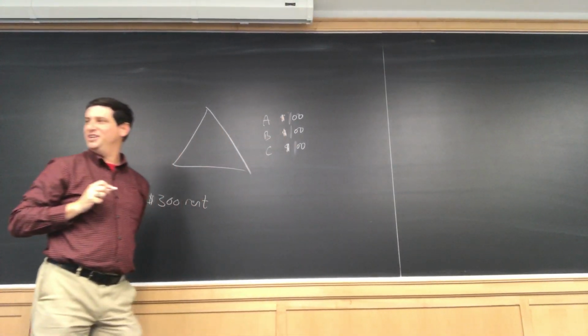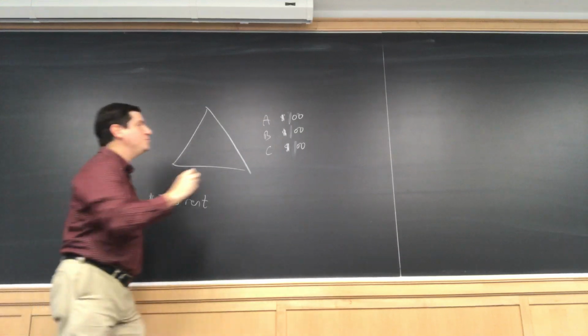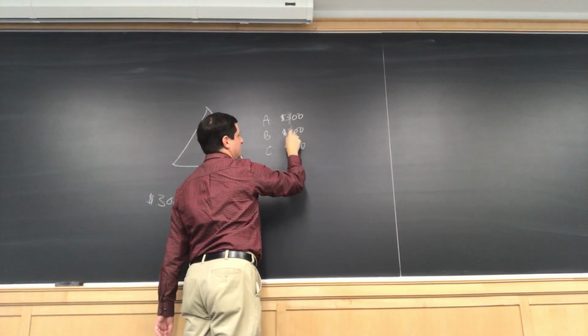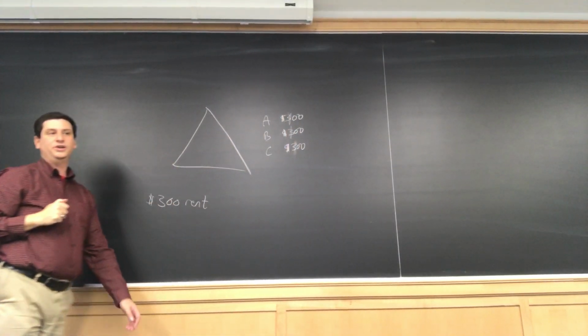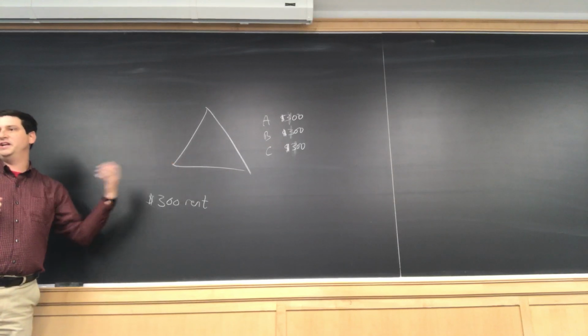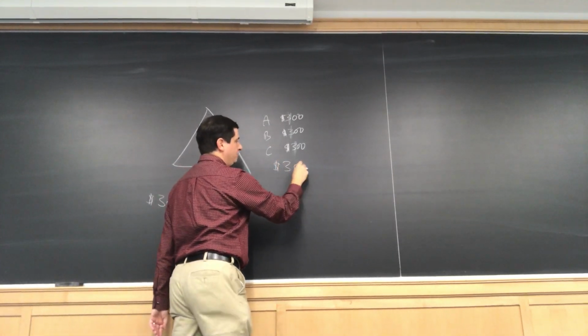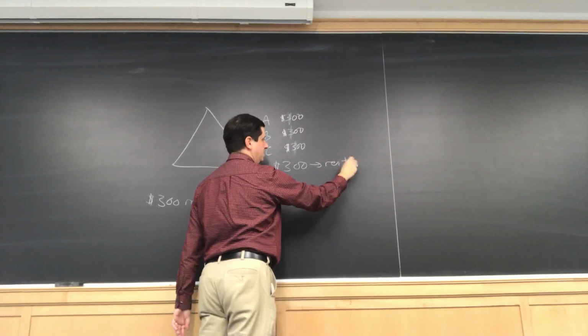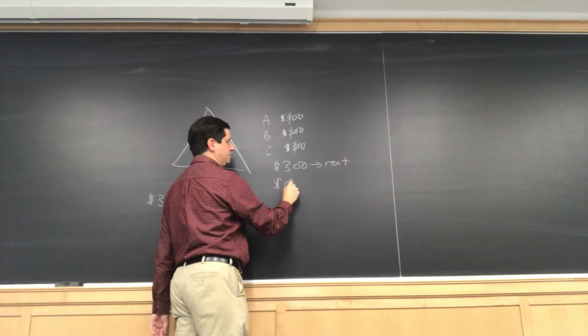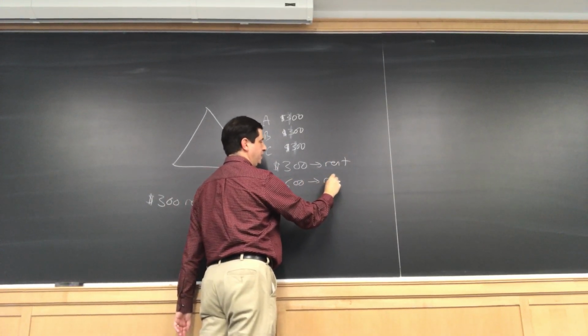So how much are we going to put in now, each person? 300. Yes, if each person puts in $300, then you know you're going to have enough money for the rent and enough money to reallocate. So now $300 goes to rent, and you have how much to get back? $600 to reallocate.